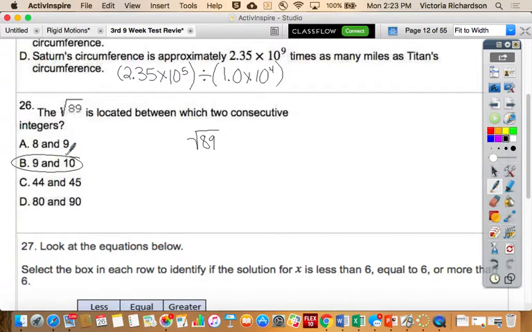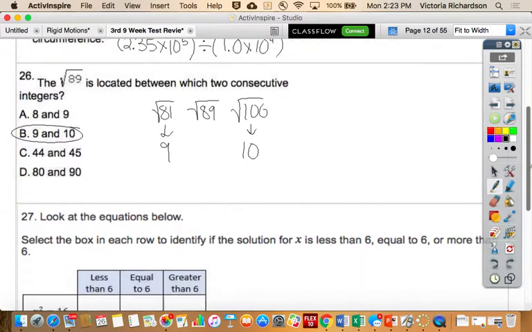You could also tell yourself, okay, this is between two perfect squares, which is the square root of 81, which is 9, and the square root of 100, which is 10. So you know that way you can check your answer.